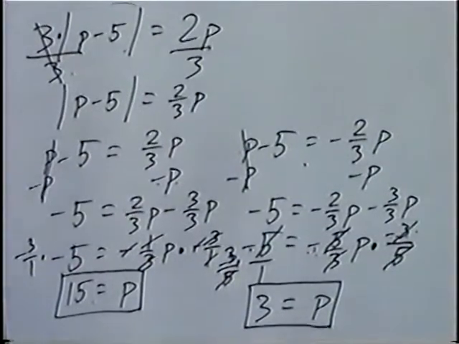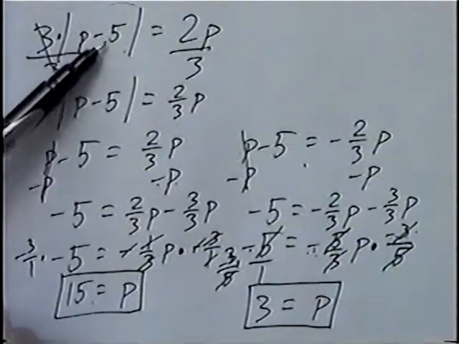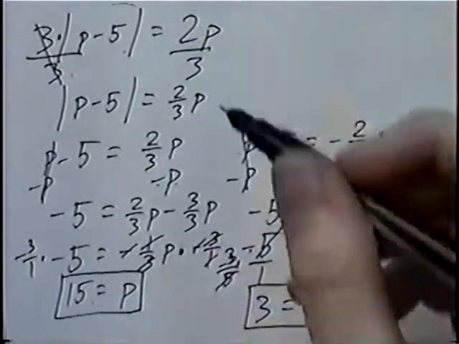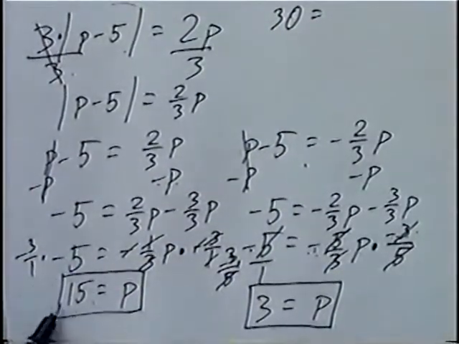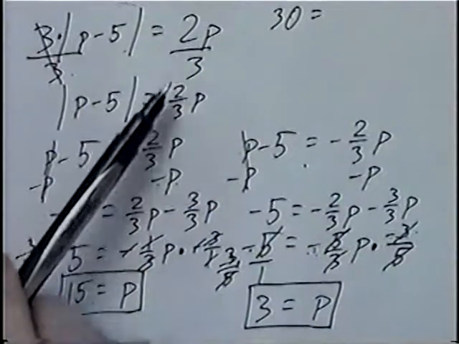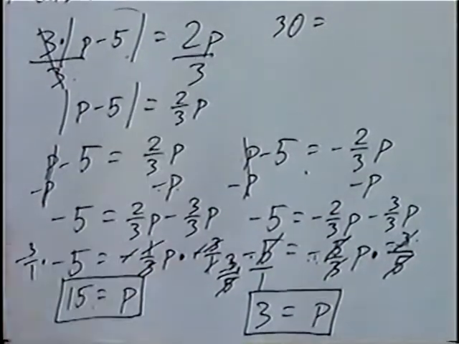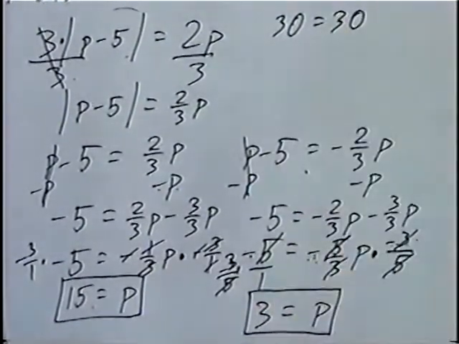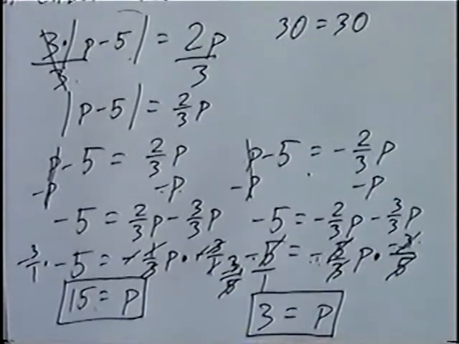First answer, 15. If we do 15 minus 5, that would be 10. Absolute value of 10 would still be 10, times 3 would be 30. So the left hand side would equal 30. If you plug 15 into the right hand side, 2 times p, 15 times 2 would be 30, and 30 would equal 30. So the first answer, 15, does work.